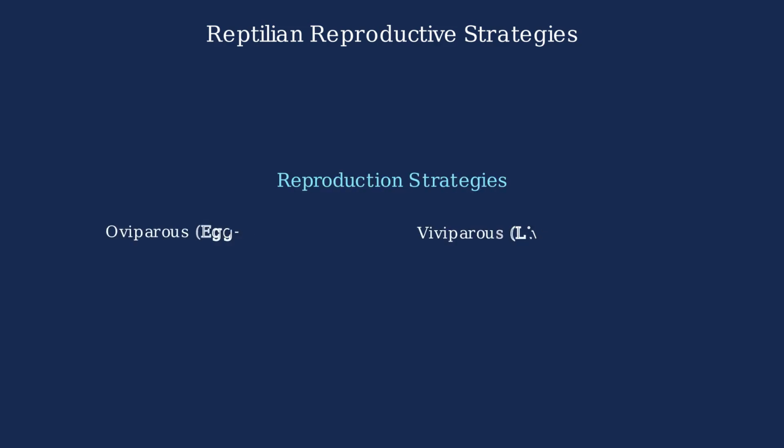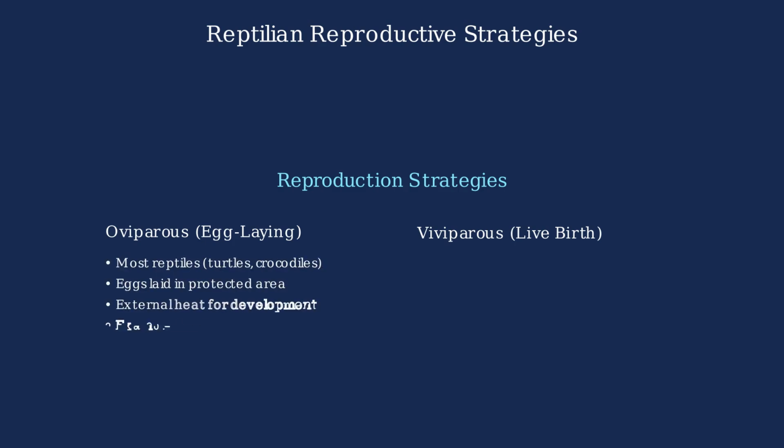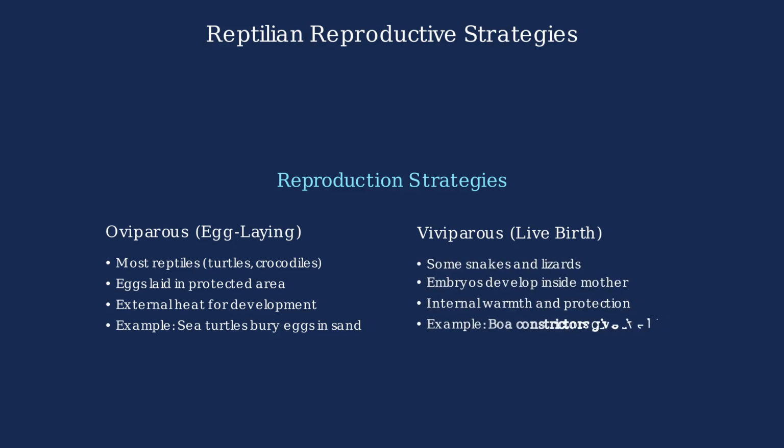Reptiles exhibit 2 main reproductive strategies: oviparous, or egg-laying, and viviparous, or live birth. Most reptiles are oviparous, including all turtles, crocodilians, and most lizards and snakes. They lay eggs in protected environments like sand, soil, or vegetation. Some reptiles, however, have evolved viviparity. Certain snake and lizard species retain eggs inside the mother's body, where embryos develop before live birth.